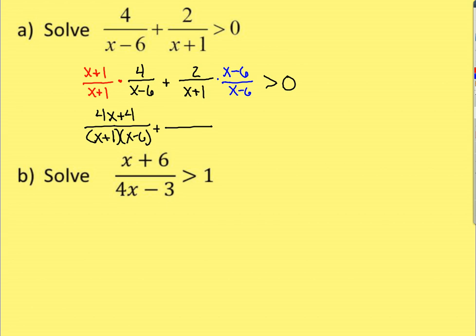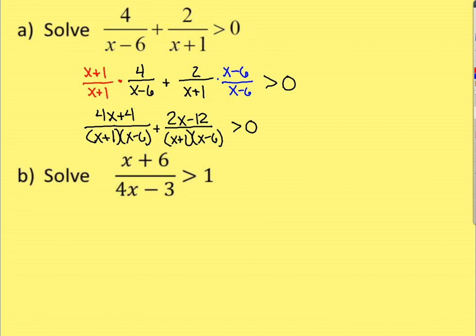We're not going to multiply the denominators. We're just going to leave them in the form that they are, so it's easier to identify the zeros here in a minute. On the right side, we're going to distribute that 2. That's going to give us 2x minus 12, because 2 times 6 gives us 12. And our denominator, once again, will be x plus 1 times x minus 6.